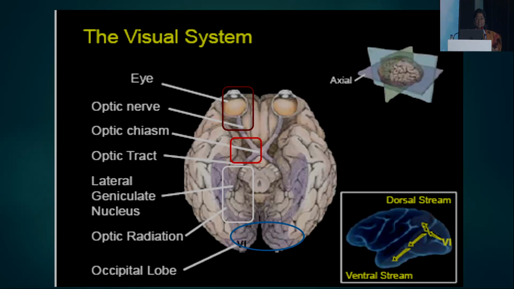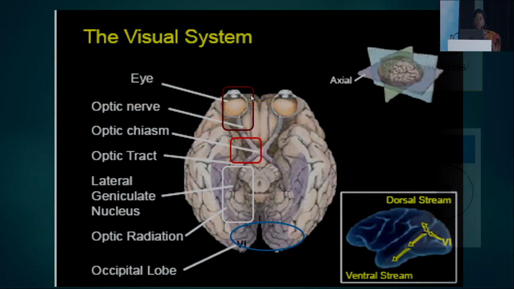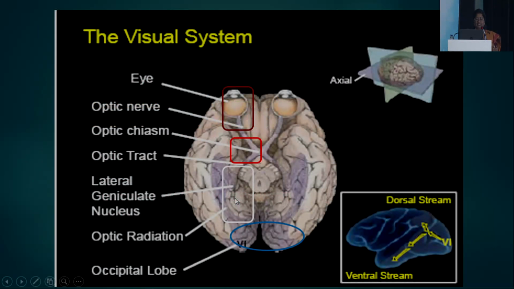So this is the visual system, and I am going to separate this entire talk into 4 parts. I'm going to talk on the optic nerve and its disorders, the chiasm and the retrochiasm, and the higher cortical dysfunction. This is how we are going to decode vision loss. So let me go stepwise and case-wise.